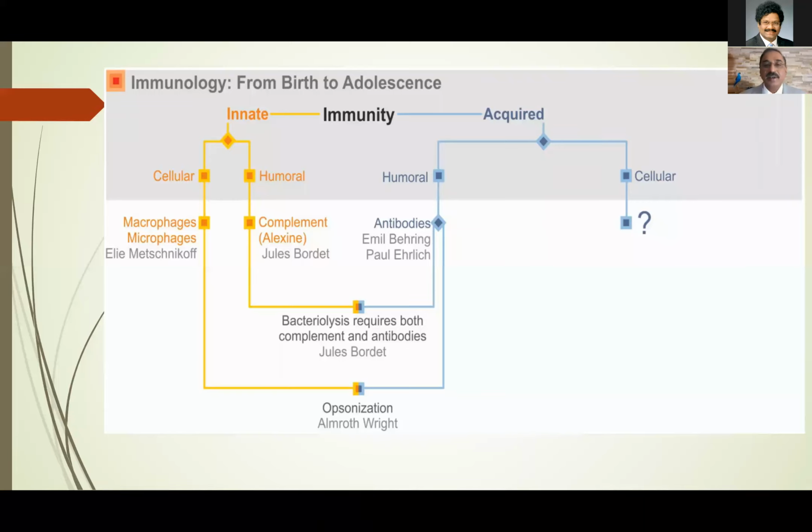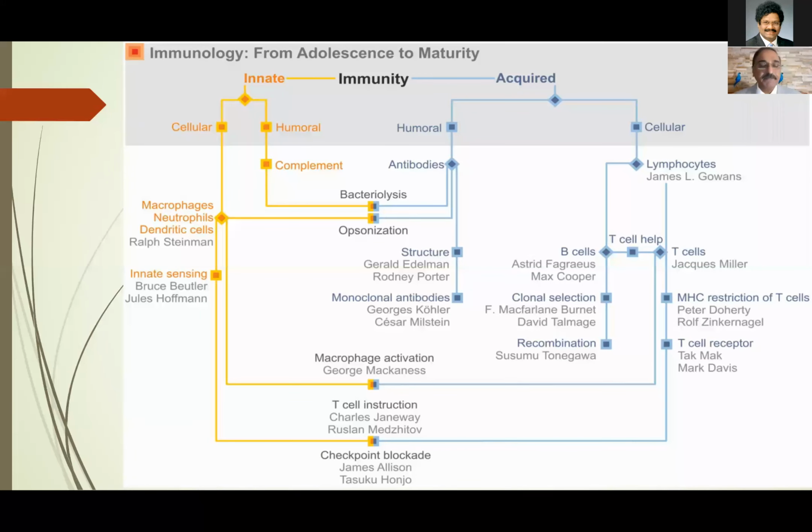This continued until about the late 70s or early 80s. Then cellular immunity came back, especially after the occurrence of AIDS in the 80s. We noticed that cellular immunity had gained importance, and we know that the lymphocytes are getting killed.